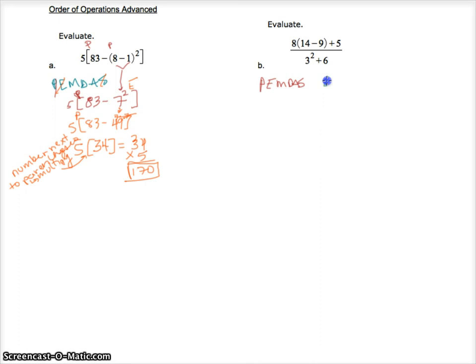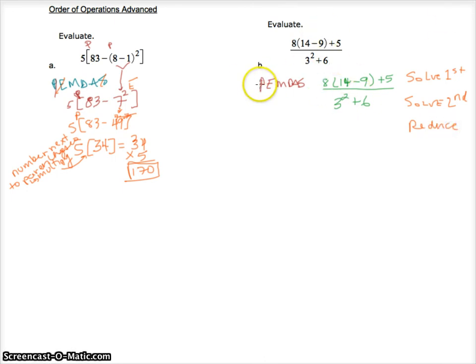So I'm going to have 8, parentheses, 14 minus 9, plus 5, over 3 squared plus 6. So I'm going to go through my order of operations. What we're going to do when we have the division sign is we're going to solve the top first and then the bottom. And then we're going to reduce it at the end.